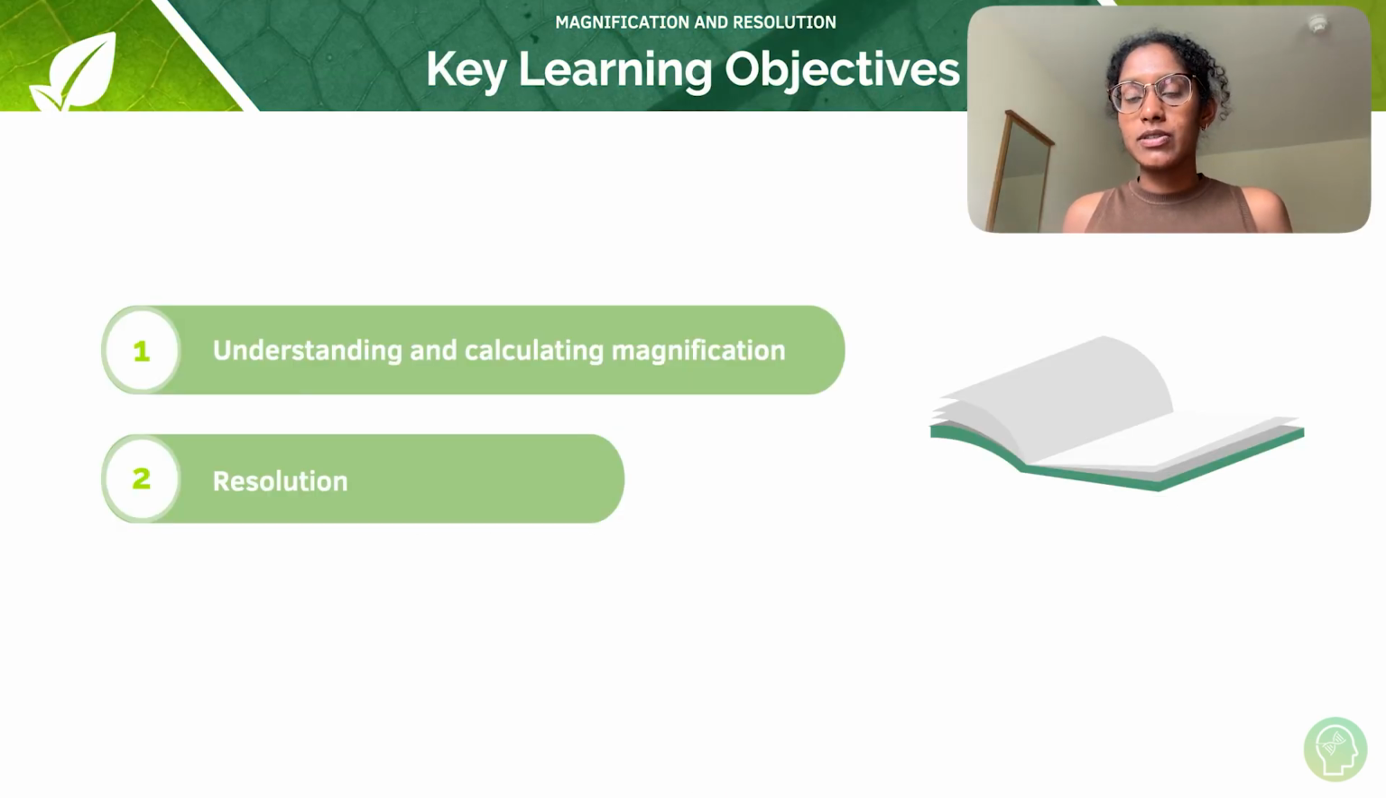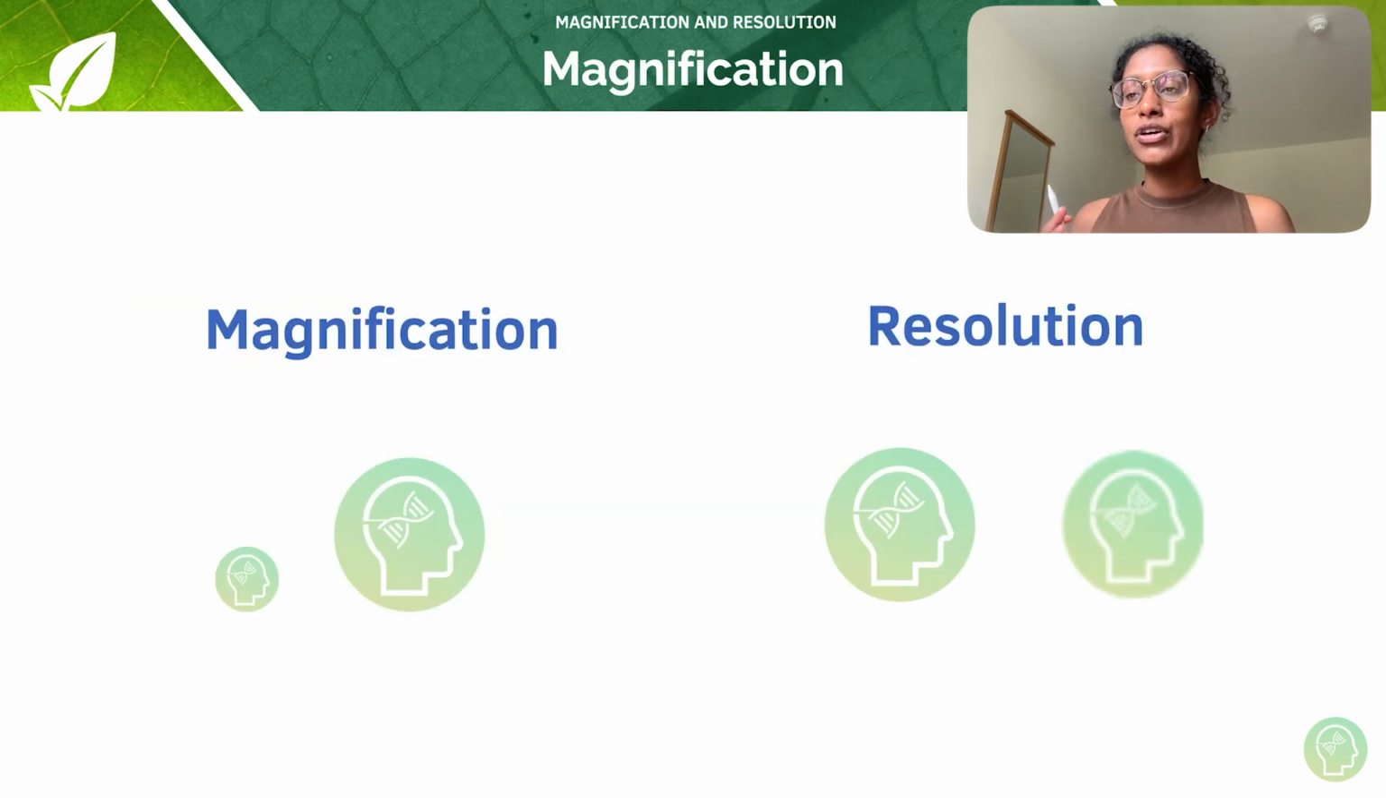So in our tutorial today, we're going to be having a look at two key learning objectives. Number one, understanding and calculating magnification, and number two, resolution. And we'll be working through lots of worked examples. So let's look at the meaning of these two words, magnification and resolution.